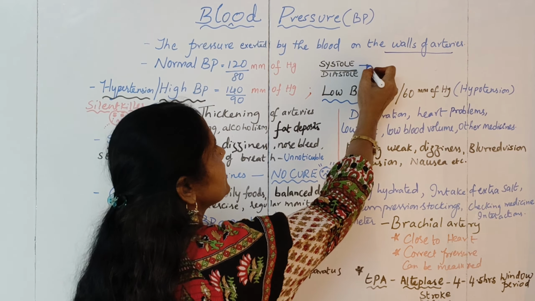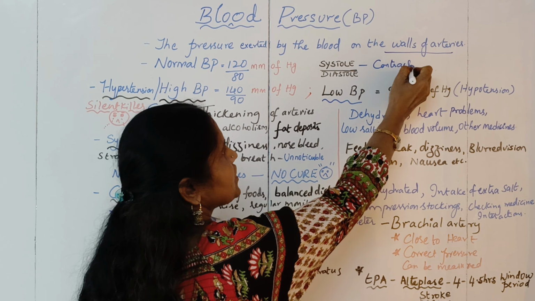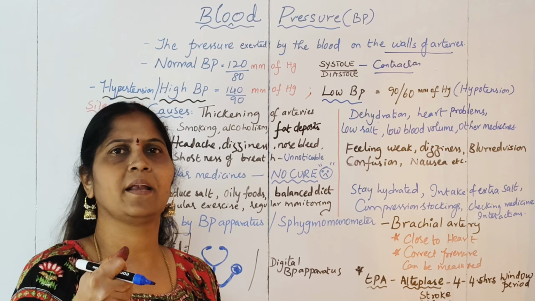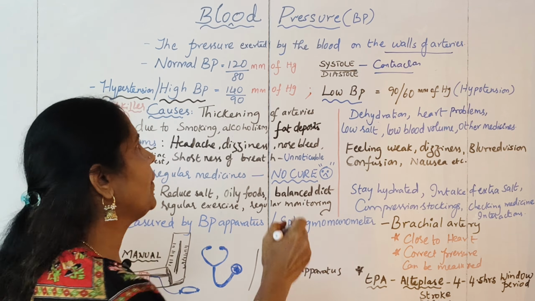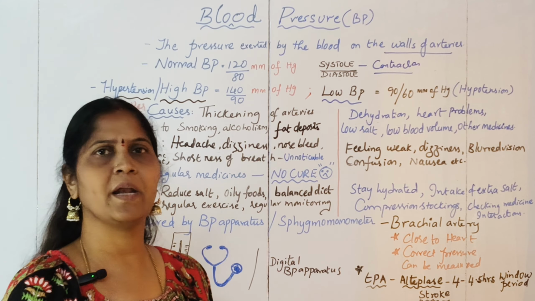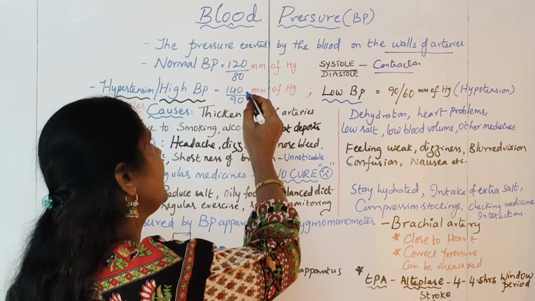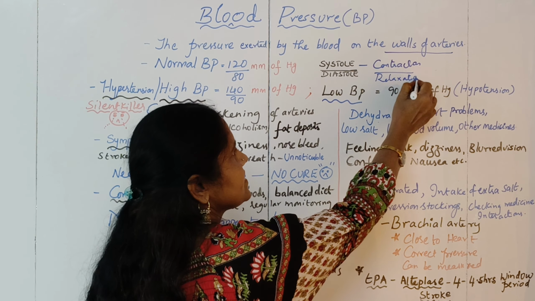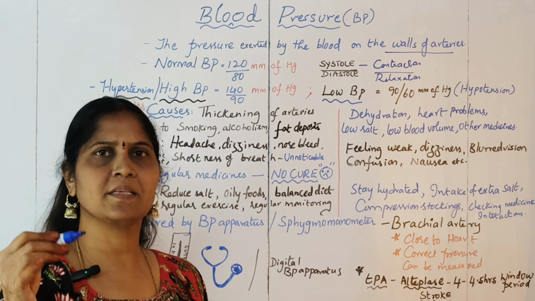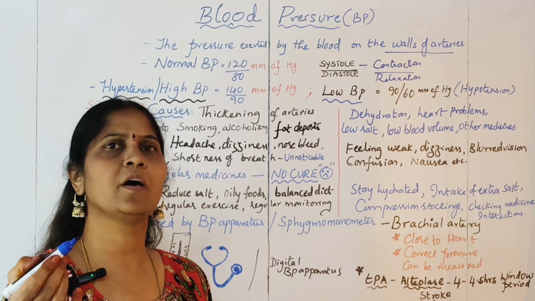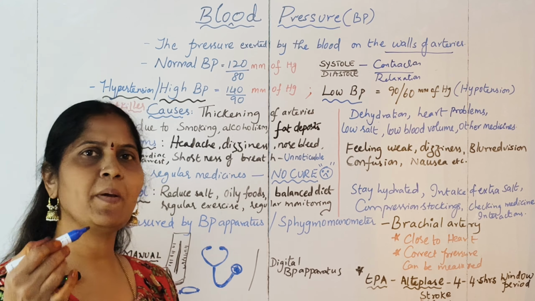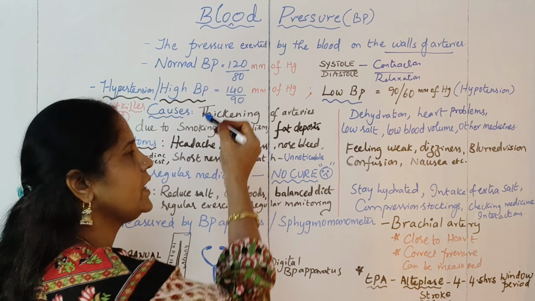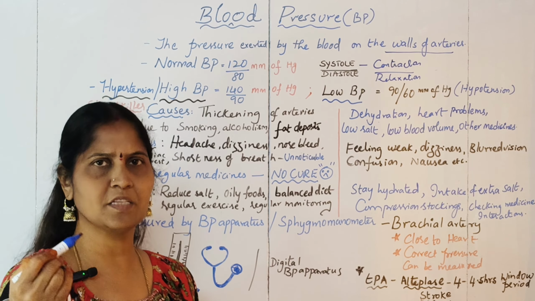If you remember, systole is the contraction of the heart. So the pressure when the heart is contracting is what is called systole. The upper number, or the numerator, indicates the systole value, and the denominator indicates the diastole value. That is, when the heart is in a relaxed state, the pressure exerted is measured, and that will be your diastolic value. So your BP is given as systole by diastole, and the normal level we have is 120 by 80 millimeters of Hg, that is mercury.